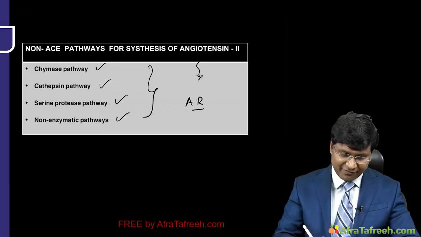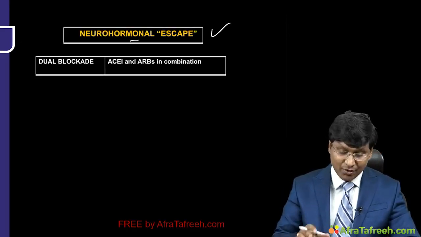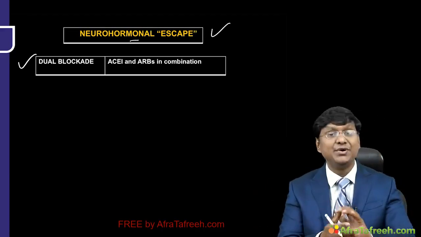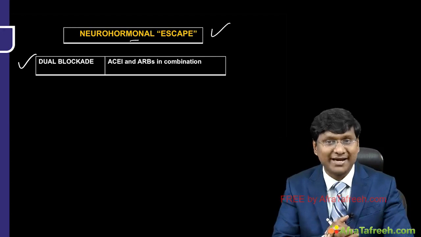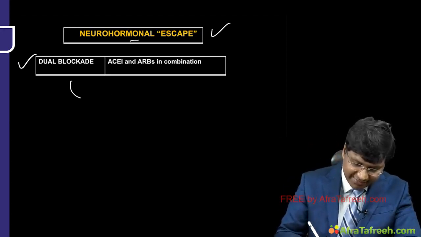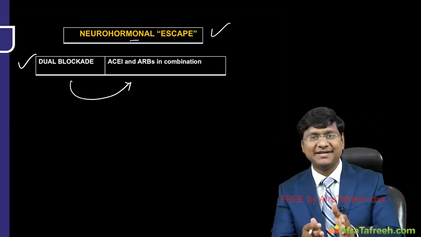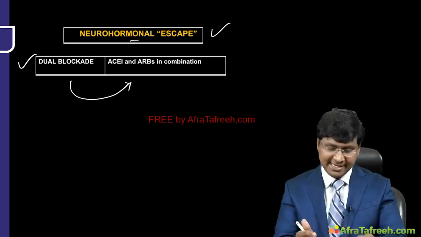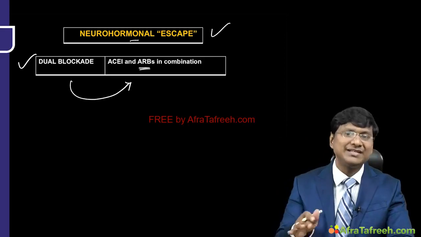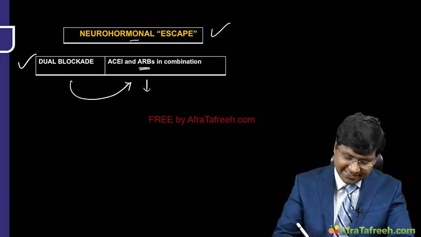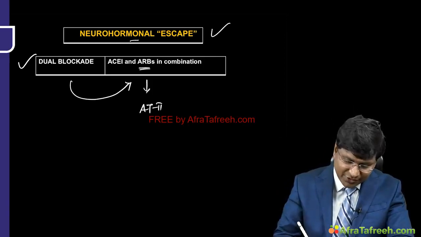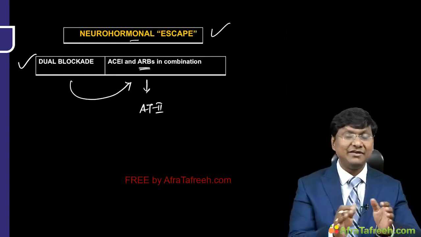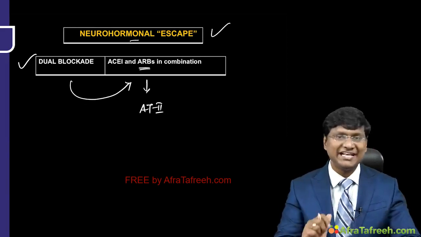And what are those escape phenomena? These are all the escape phenomena. Now, in order to neutralize that, you need to give a dual blockade. So what will be the dual blockade? You give ACE inhibitors, which will neutralize the angiotensin 2 formed from the RAS pathway. Then you give angiotensin receptor blockers, which will neutralize the angiotensin 2 formed by non-ACE pathways.